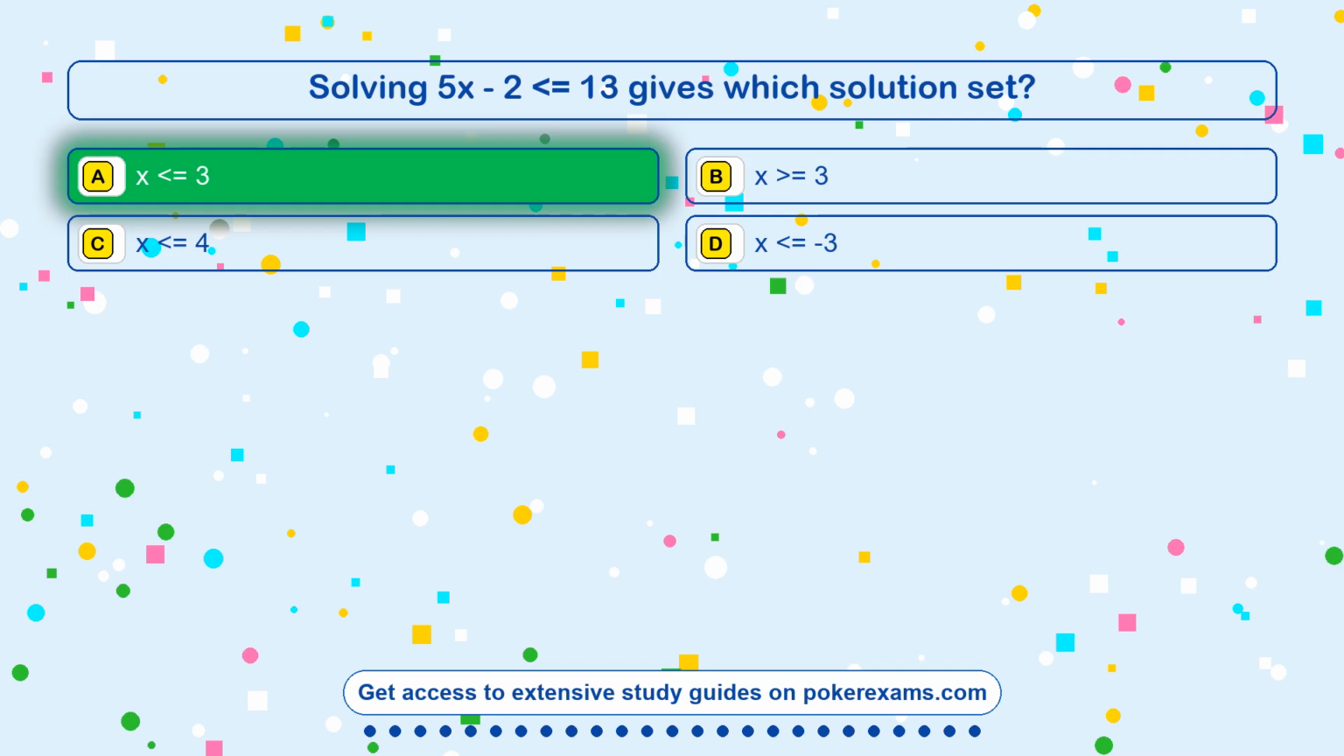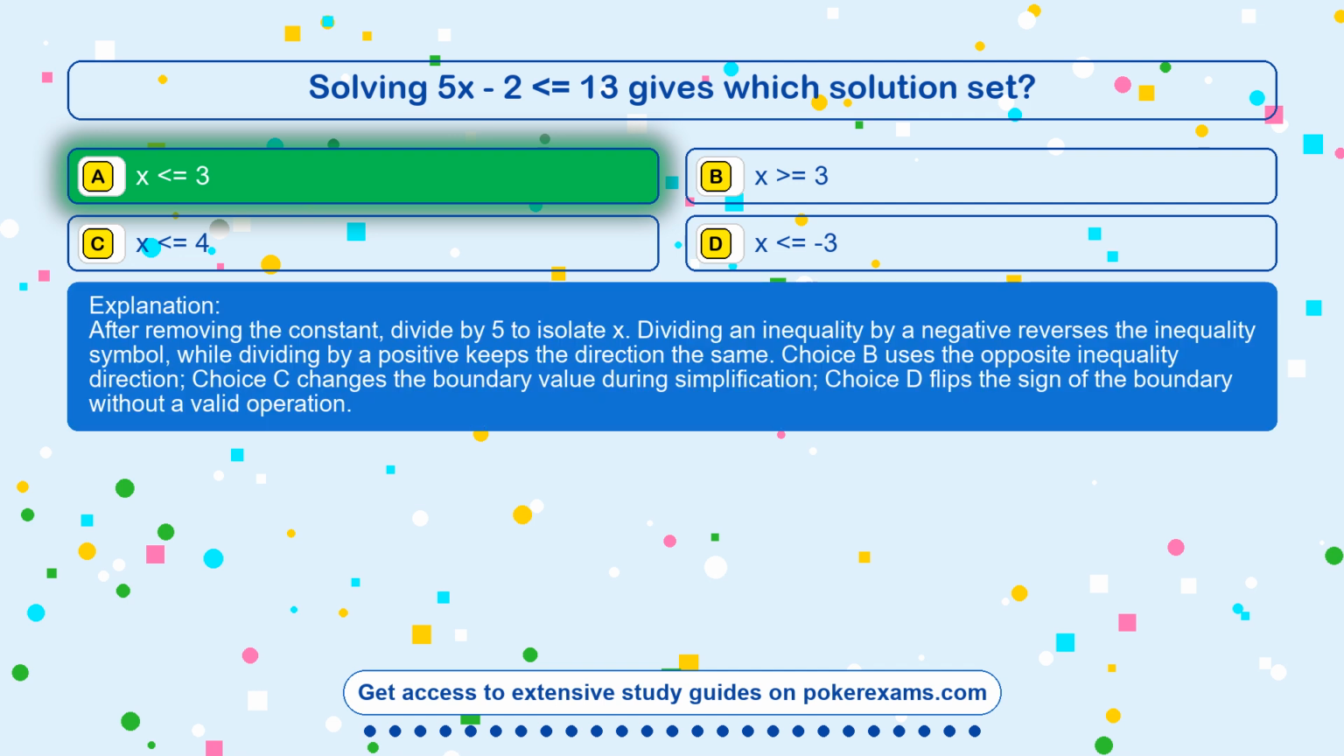The correct answer is option A, x equals 3. After removing the constant, divide by 5 to isolate x. Dividing an inequality by a negative reverses the inequality symbol, while dividing by a positive keeps the direction the same.